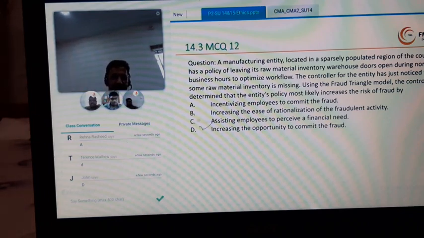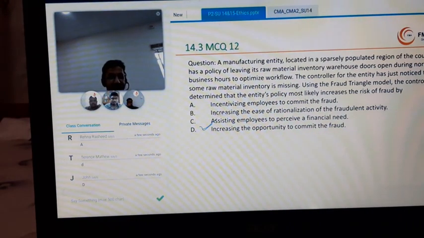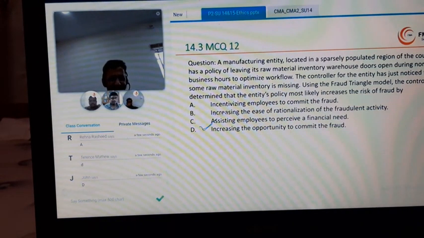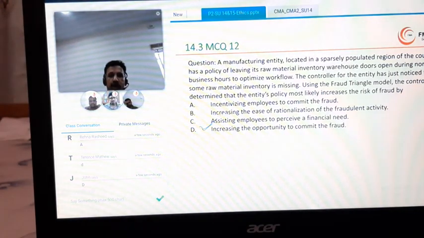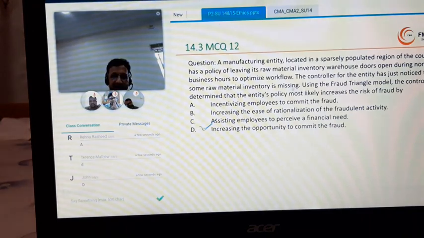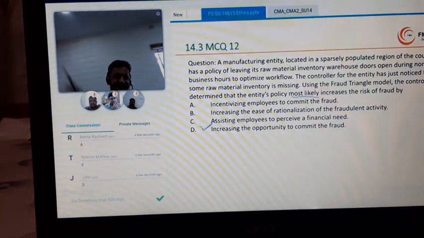Sir, B is also a likely option, right? That's what I said. A is also a likely option, not only B. Incentivizing, not incentivizing, actually it is tempting employees to commit fraud. And they can rationalize as well, because if it is kept open, anybody can take. Yeah, but then you didn't have any trouble in finding the best answer, no? Yes, sir. That's why it's given "most likely".